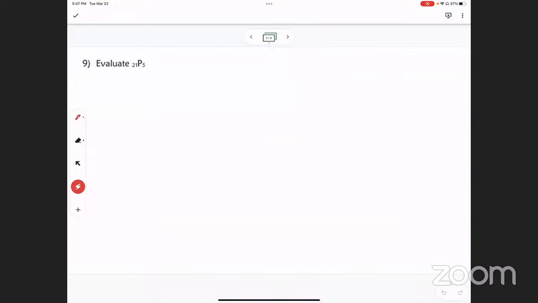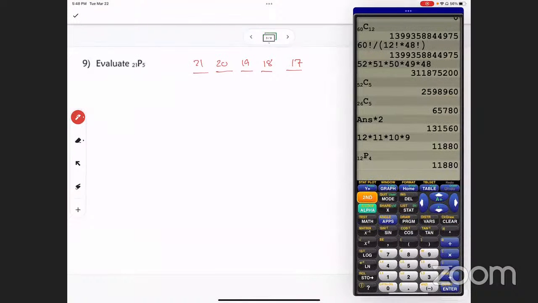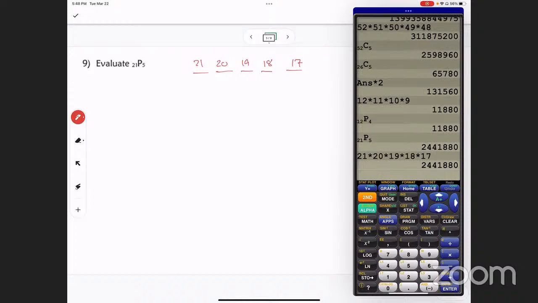So again, P or 21 choose 5. There are 2 ways you can do it. You can just go 1 2 3 4 5, and you go 21 20 19 18 17. Or you can punch it into your calculator. Whichever way is easier, doesn't matter. So hit second enter right here, and then you can just arrow back. Since I've already got 21 choose 5, or you could have done 21 times 20 times 19 times 18 times 17. Same answer. Okay.